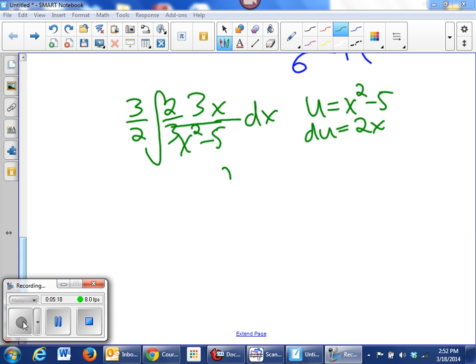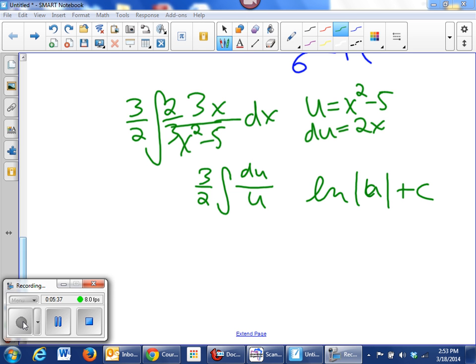You're going to take the integral of 3/2 du over u. In a division problem, the ending is ln times the absolute value of u plus c. So your answer will end up being 3/2 ln absolute value of x squared minus 5 plus c.